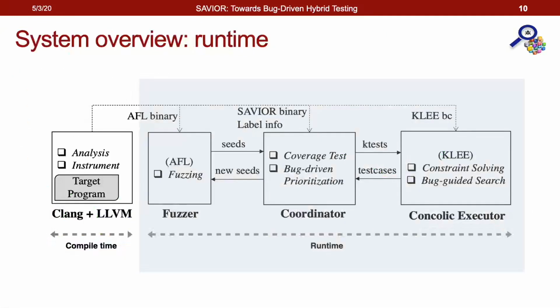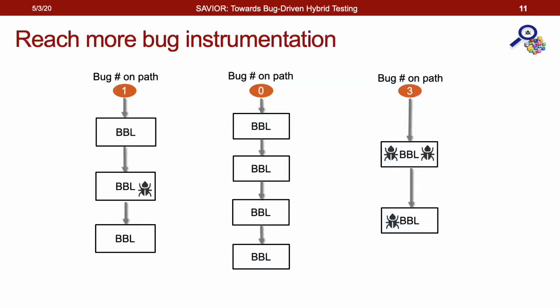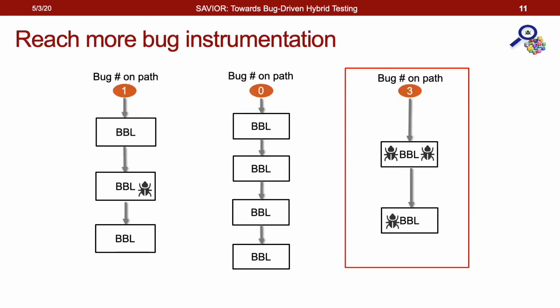Next, let's see how the runtime coordinates to uncover bugs more efficiently. With the reachable bug number information, when the coordinator goes over seeds in the corpus of the fuzzer to decide which seed to explore next, it will prioritize the bug number over the code block number. In this example, it favors the third input as it has the most potential to reach more sanitizer instrumentations.